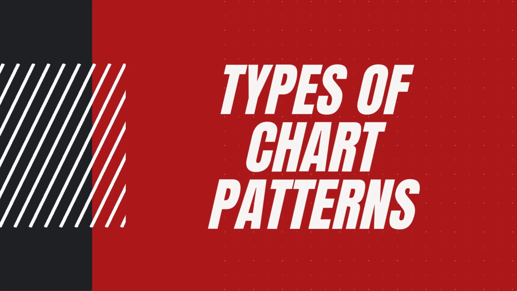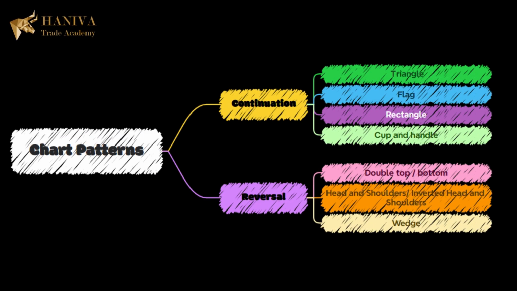Types of chart patterns. As mentioned earlier, chart patterns are divided into two main categories: continuation and reversal. In this video, we examine 7 famous chart patterns and showcase examples of each on the chart.